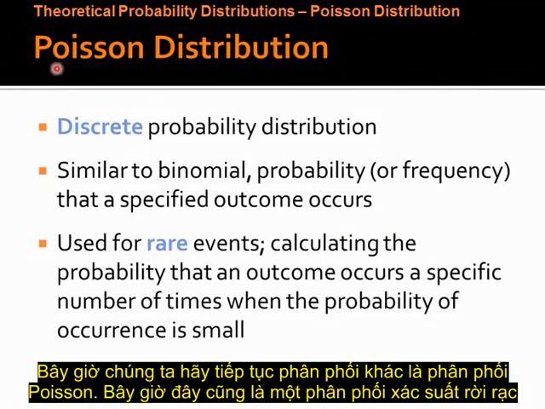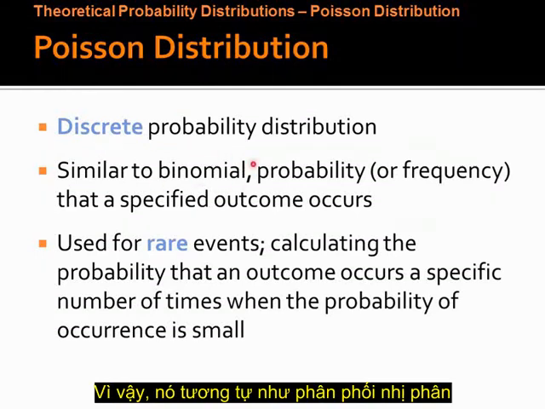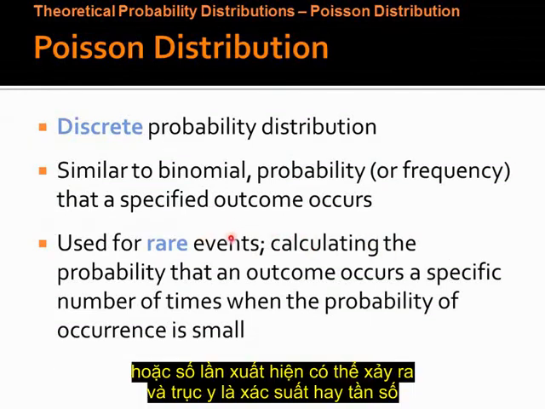Now let's continue to another distribution, the Poisson distribution. Now this is also a discrete probability distribution. Once again, discrete meaning only integers, no decimal points. So it's similar to the binomial distribution, where you have the probability or the frequency that a specified outcome occurs. So once again, the x-axis is the occurrence, or the possible occurrences, and the y-axis is the probability or the frequency.